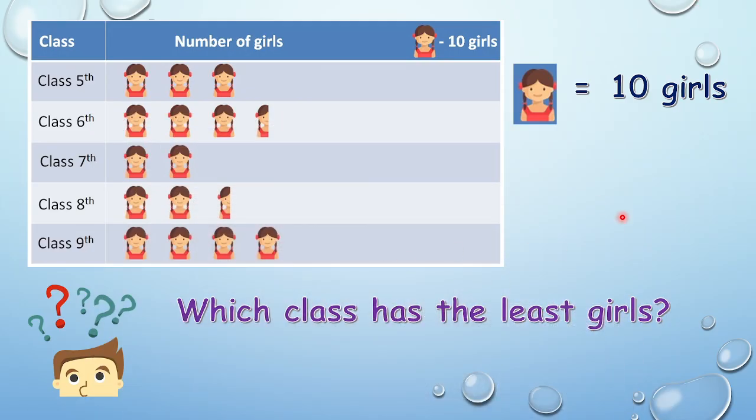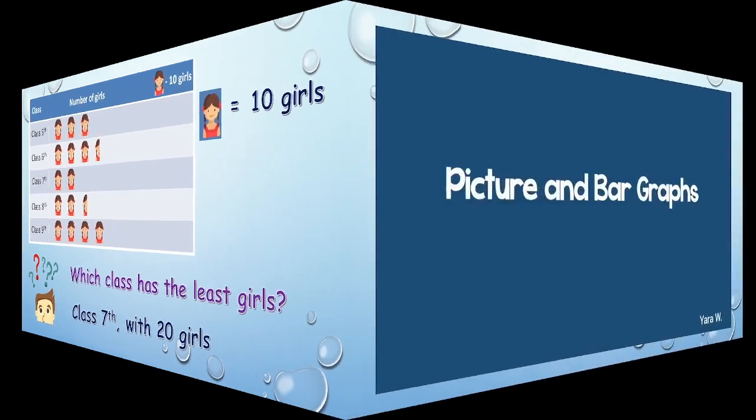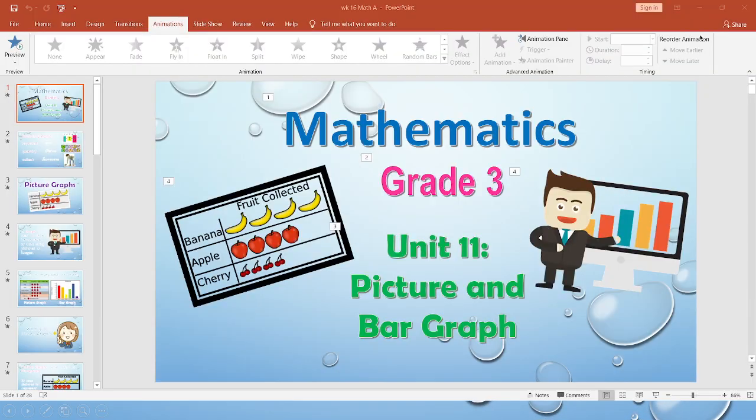Which class has the least girls? It's Class 7, because they only have 20 girls. Okay, easy, right?